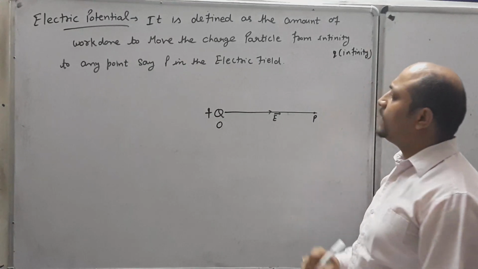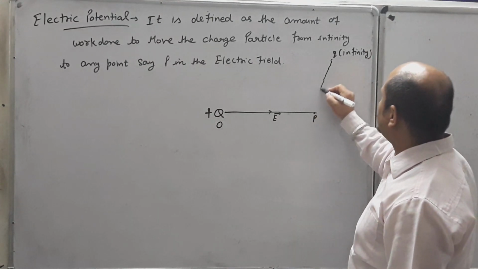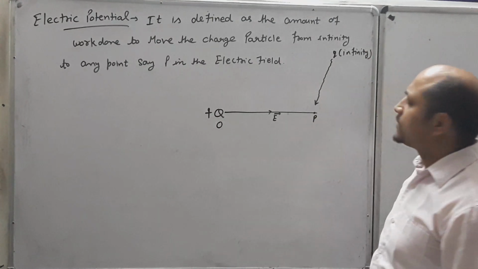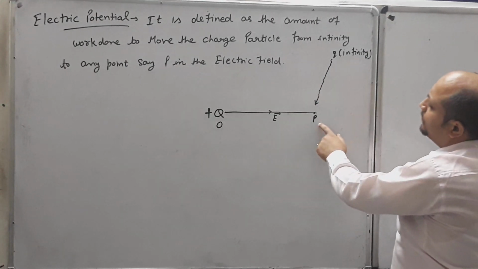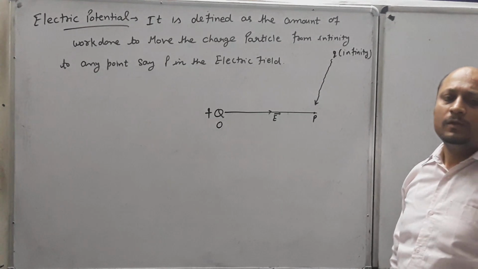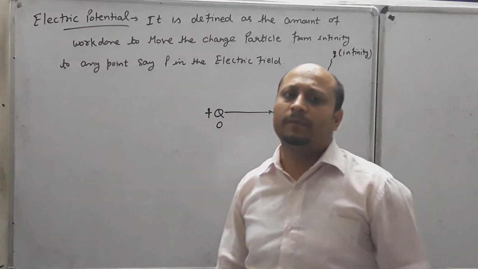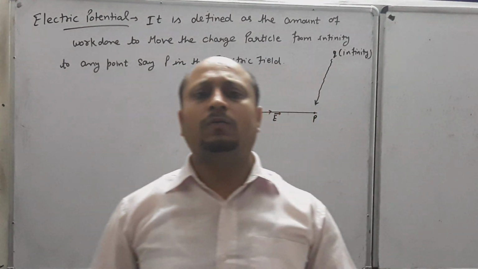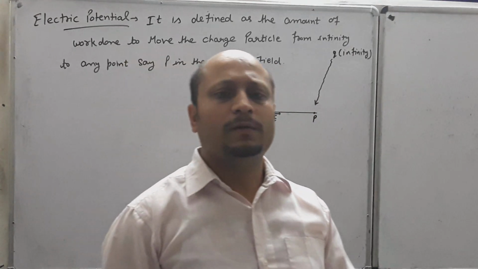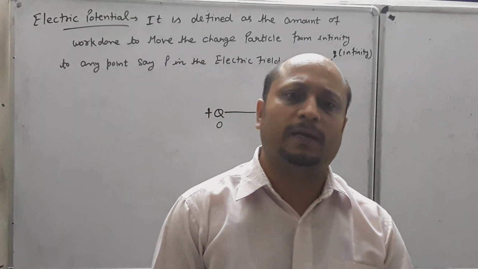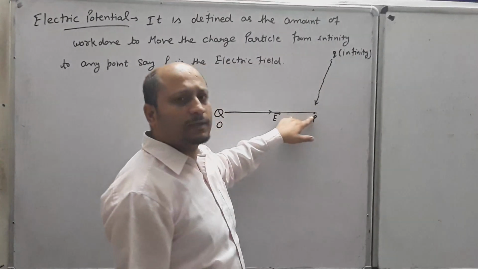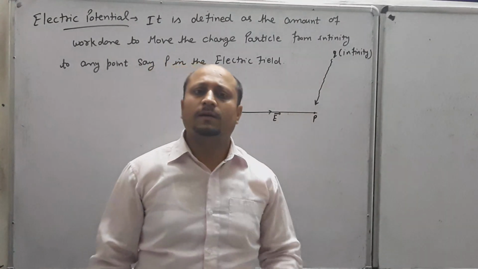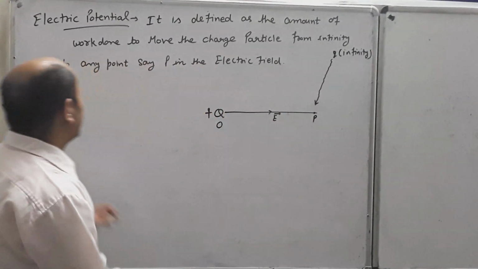हमने किसी भी चार्ज पार्टिकल स्मॉल q जो कि इनफिनिटी पे रखा हुआ है उसे p पॉइंट पे लेके आना है, तो कितना वर्क हमें करना पड़ेगा? द अमाउंट ऑफ वर्क डन टू ब्रिंग द चार्ज पार्टिकल q फ्रॉम इनफिनिटी टू दैट पॉइंट p इन द इलेक्ट्रिक फील्ड इज नोन एज द इलेक्ट्रिक पोटेंशियल.